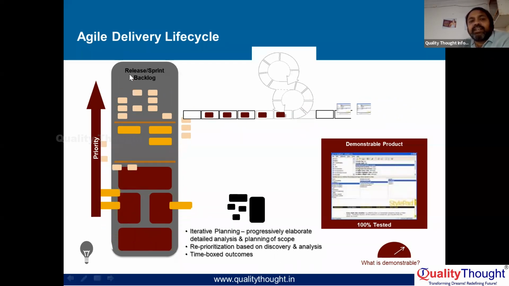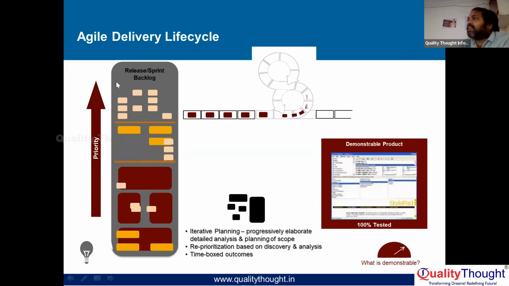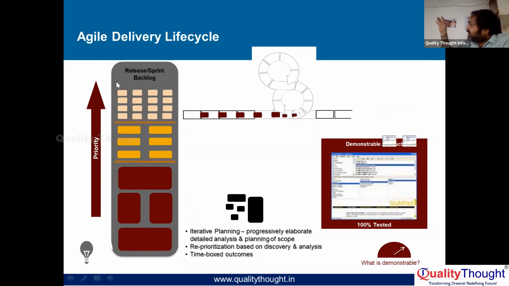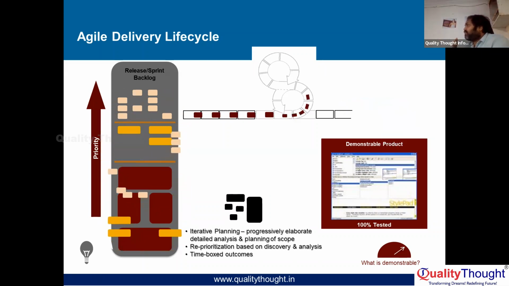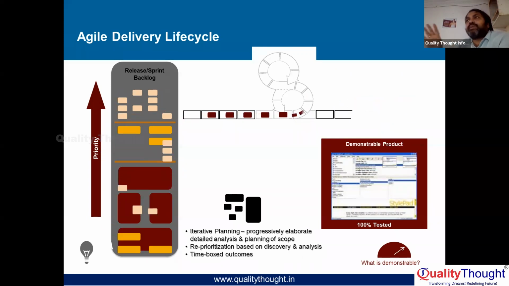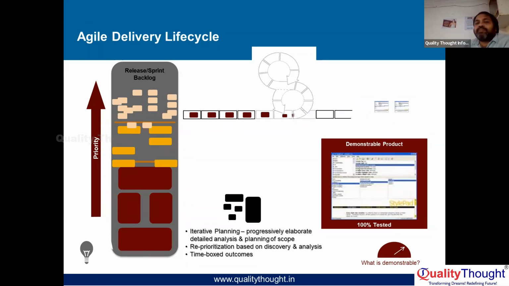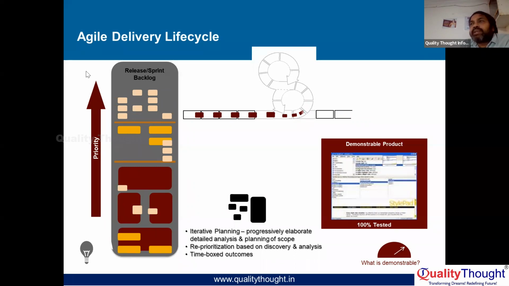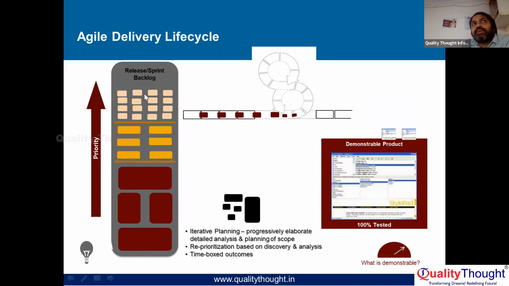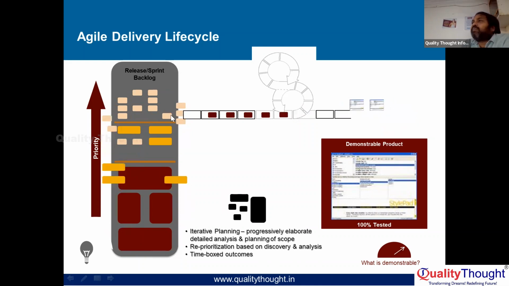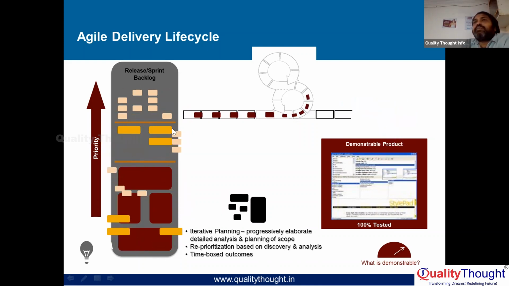Release or iteration, both are the same. Release, sprint, iteration, all are the same. Release equals sprint, sprint equals iteration. So this is the total project backlog. We get some requirements, so this is the release level backlog. This is the iteration level backlog.